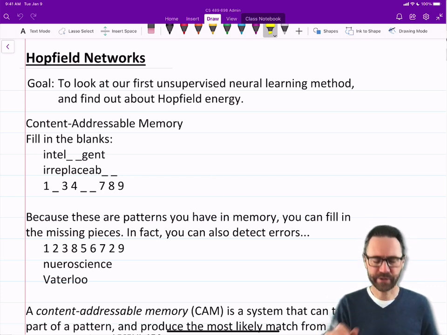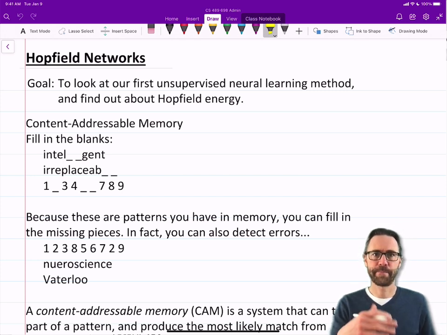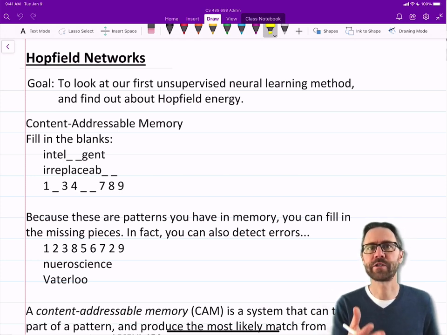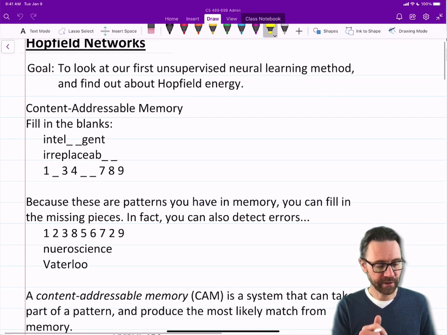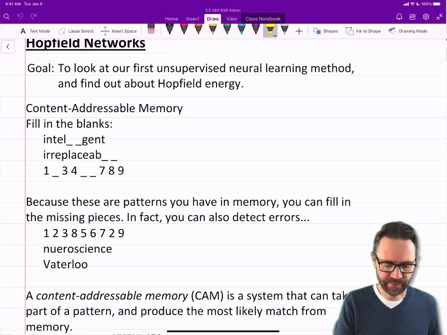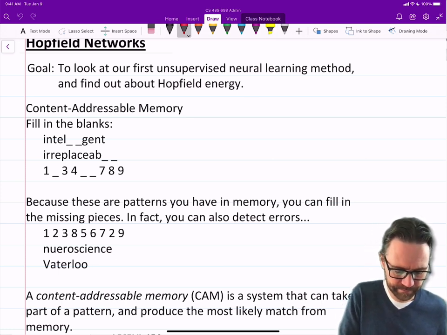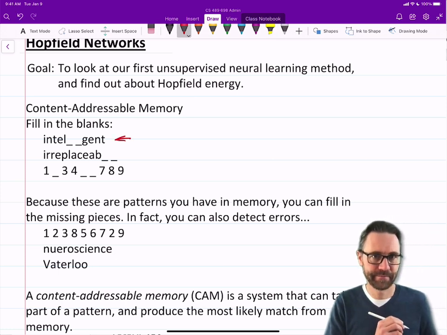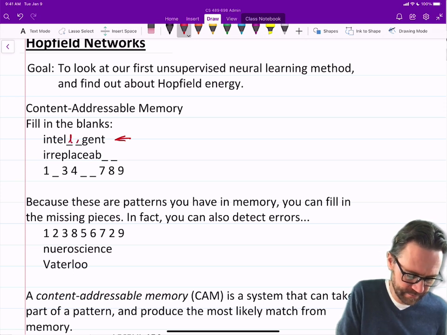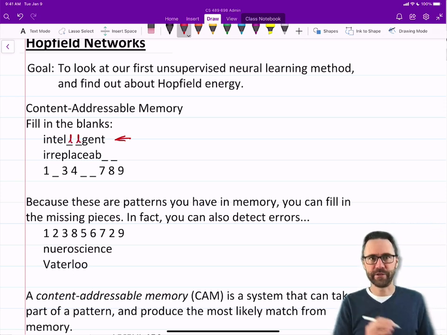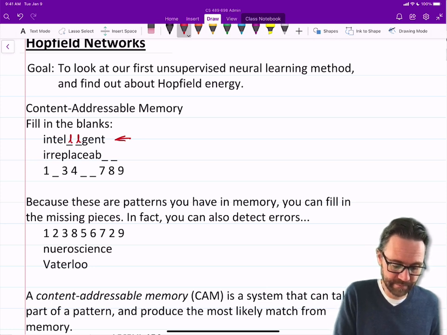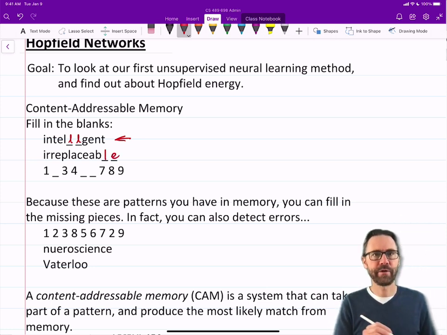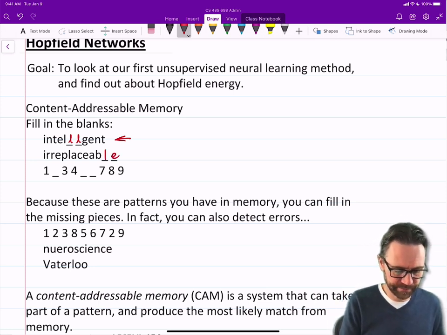So here's the idea. Hopfield networks create what we call a content-addressable memory. To describe what that means, fill in the blanks here. You've got this first one. Two L's, intelligent. The next one. I expect you put an LE there. What about this next one?